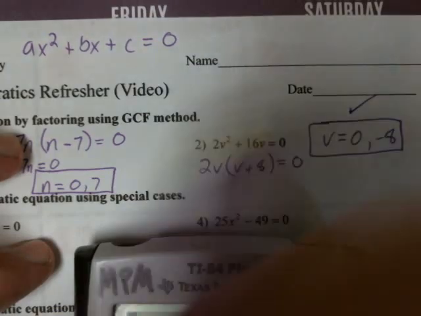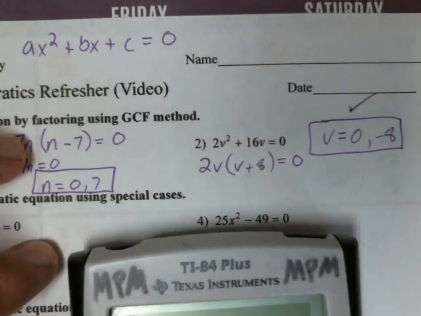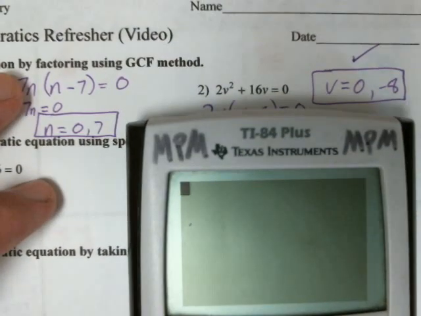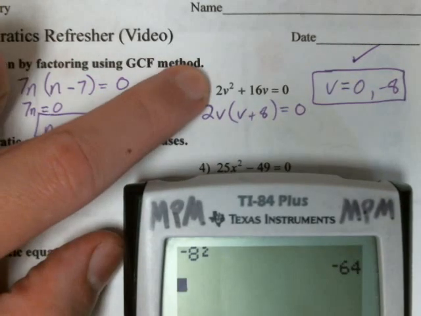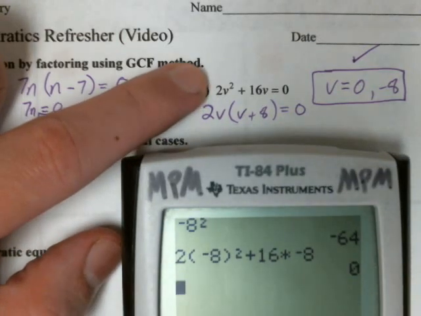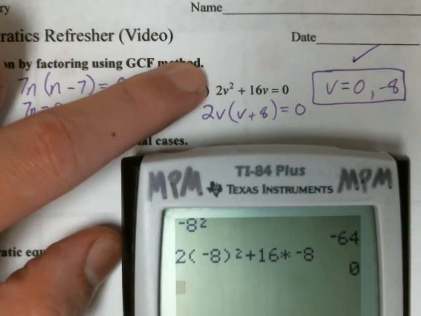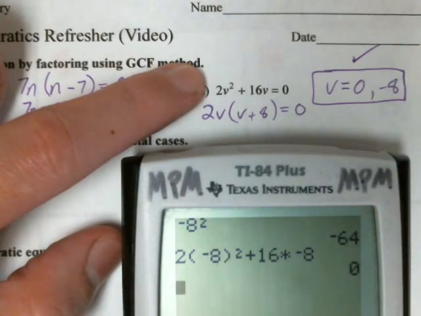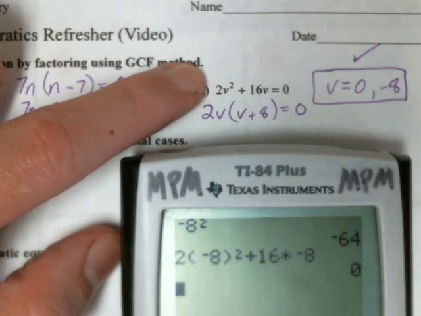0 is always going to work on the GCF. Let's plug in negative 8. Now, when you plug in negative 8, you cannot do negative 8 squared. I talked about this in an earlier video. Your calculator does order of operations and turns it into a negative 64. That's not right, so I need to put that in parentheses. 2 times parentheses negative 8 squared plus 16 times negative 8. I better get 0. That took me 4 seconds. Take your answer, plug it back in, and make sure your quadratic equals 0.